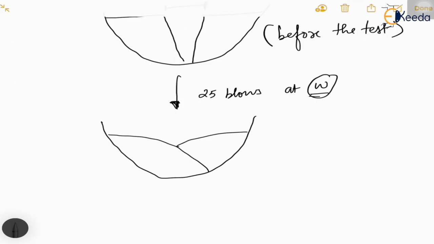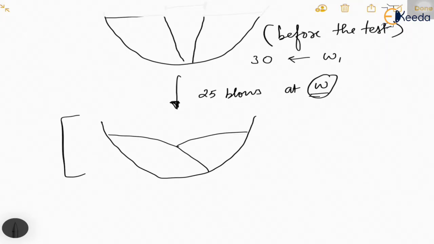It may be possible that initially you took the water content for the dry soil as W1, but for it you might have required, let us say for example, around 30 blows to achieve this stage. So this is not the definition by Casagrande. Casagrande says that the number of blows should be 25.